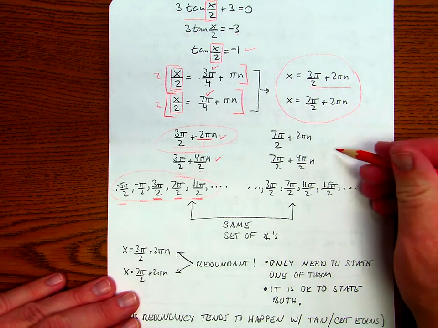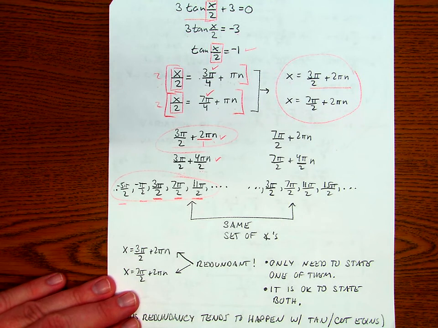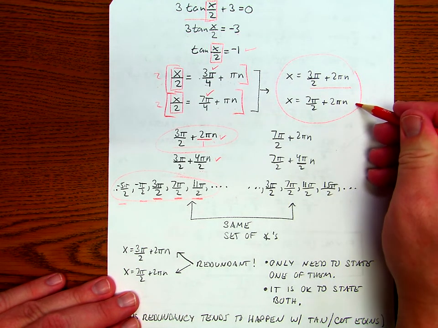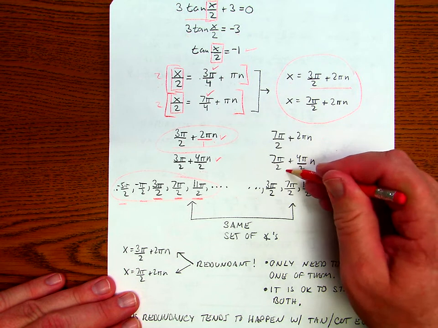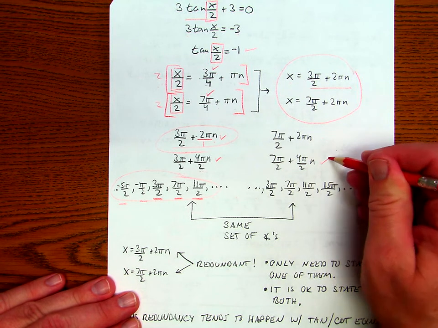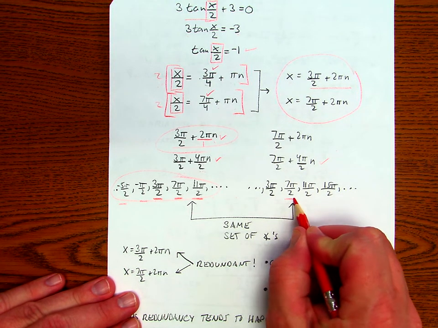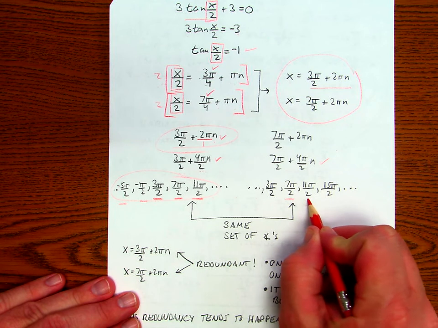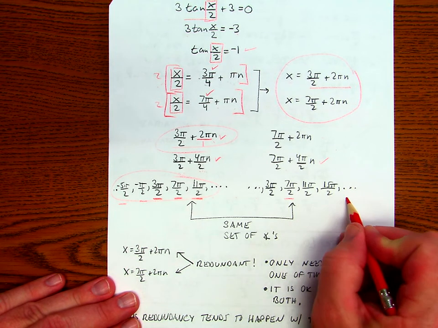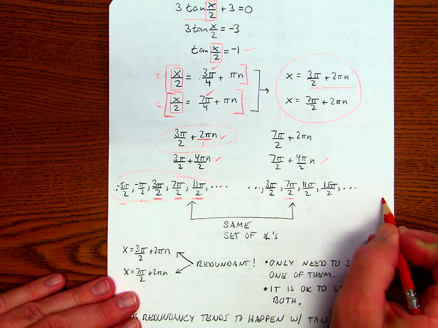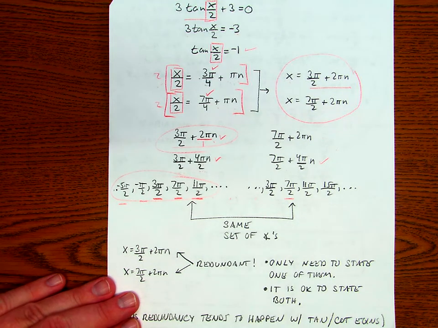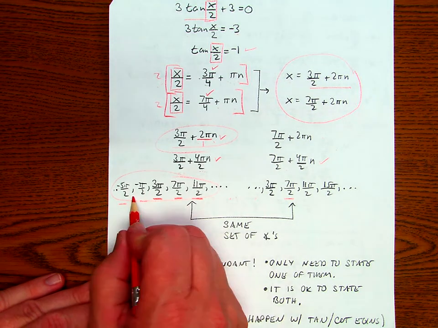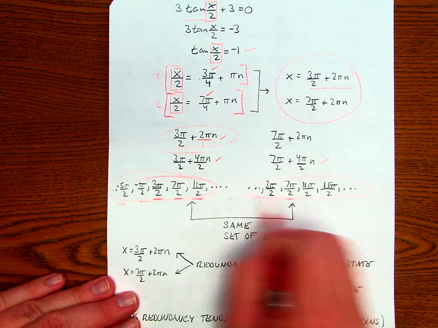Going to do the same thing over here. 7 pi over 2 plus 2 pi n. That's the same thing as 7 pi over 2 plus 4 pi over 2 n. So starting here, we're going to add 4 pi over 2, add 4 pi over 2, add 4 pi over 2, etc. Subtract 4 pi over 2, subtract 4 pi over 2, subtract 4 pi over 2, etc. These two lists are the same angles.